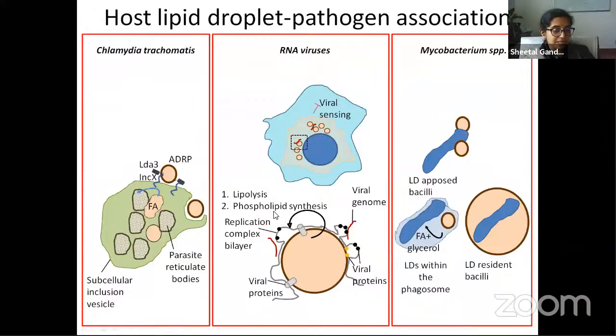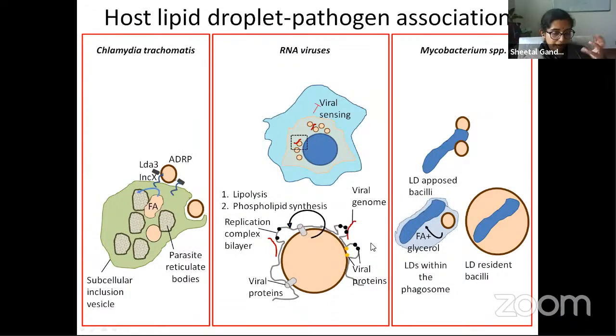And this phospholipid synthesis is happening very close to lipid droplets, because the lipid droplets store triglycerides, and the triglycerides are first getting degraded as a result of viral encoded enzymes. That results in new phospholipid synthesis on which the structural proteins of the viruses along with the viral genome assemble, and these new virion particles can be generated.